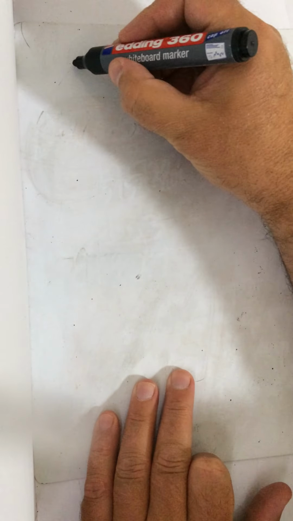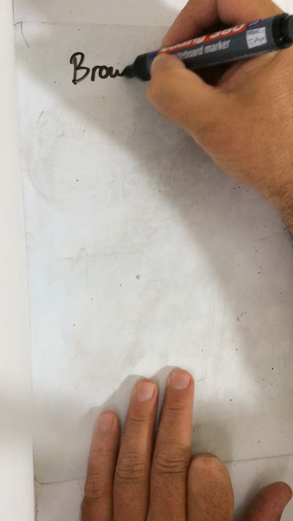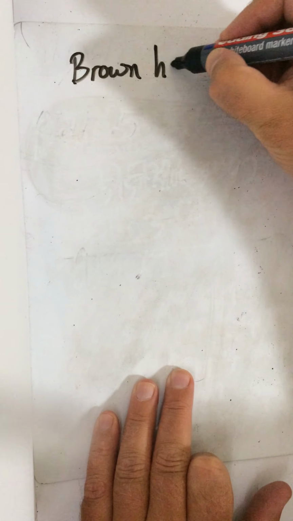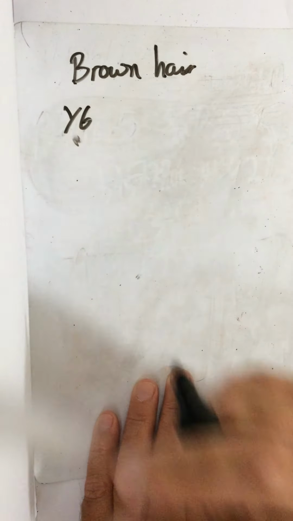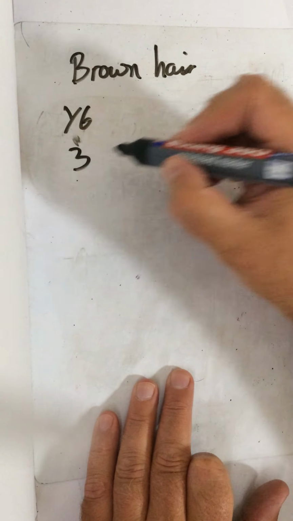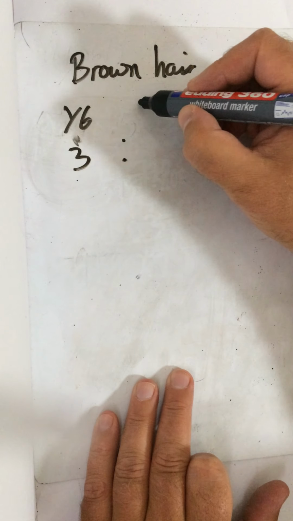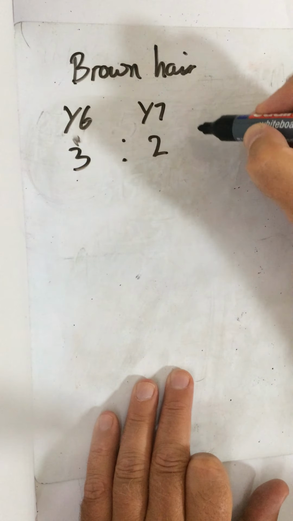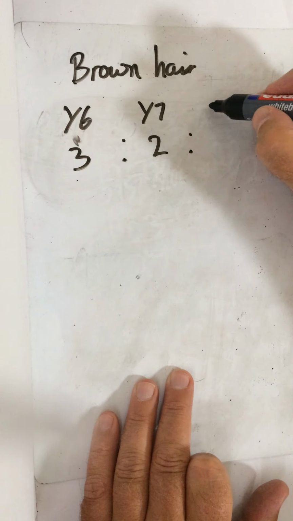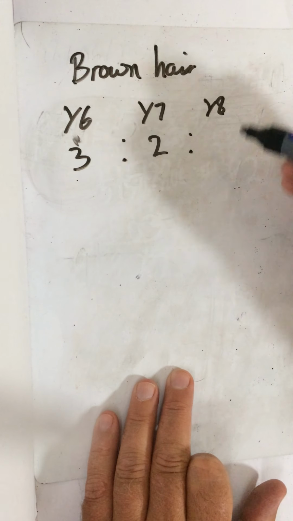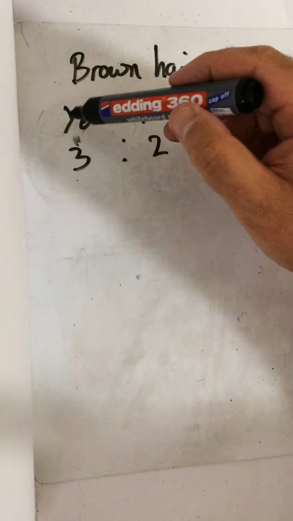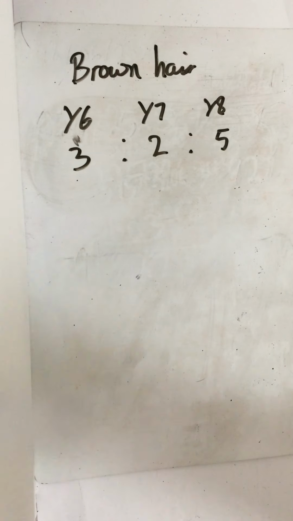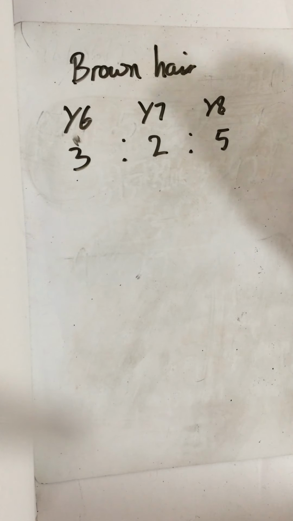So say for example, the ratio of people with brown hair. Now the ratio in year 6, for every 3 people in year 6, there are 2 people in year 7, and in year 8, there are 5 people. So that's the ratio of people with brown hair. And I've just put the year groups above because that's often really useful.